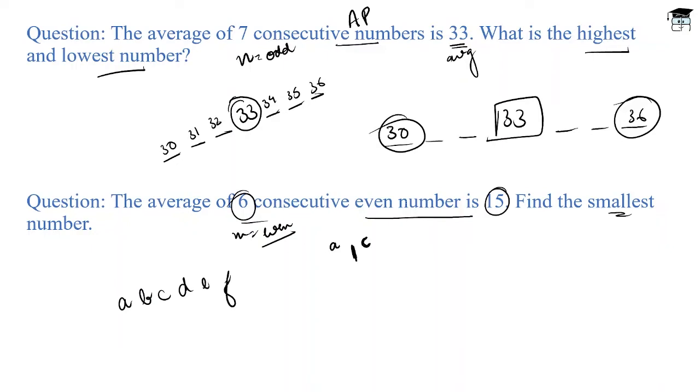So now the average is 15. It is basically the average of C and D. C plus D divided by 2 is equal to 15. It is the average of these two digits.